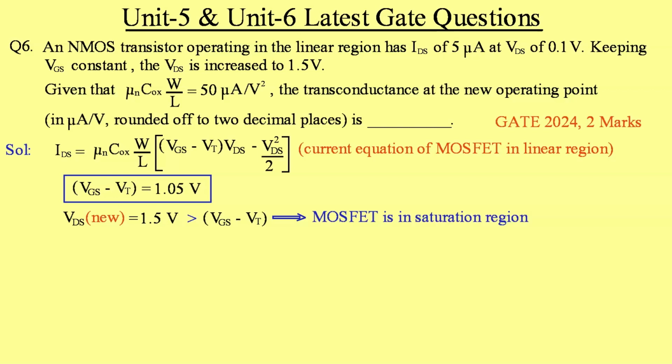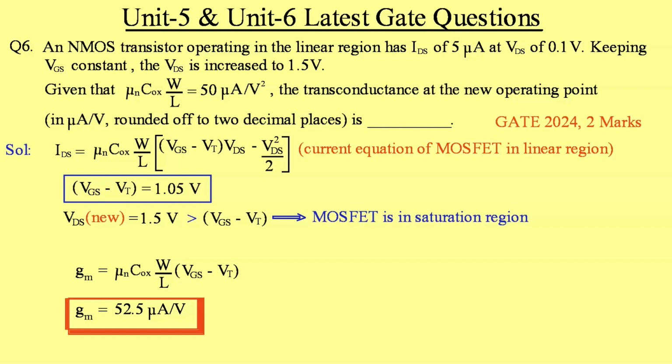The formula for transconductance of the MOSFET operating in saturation region is equal to transconductance parameter multiplied by aspect ratio into overdrive voltage. We have all the parameters of this equation, and calculating, we will find the transconductance to be equal to 52.5 microampere per volt.